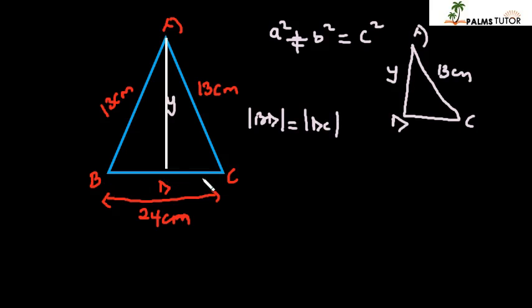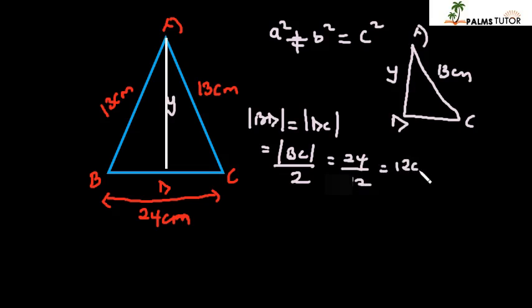BD equals BC all over 2, because BC equals 24. So this will be 24 all over 2, which equals 12 centimeter, which means our DC is 12 centimeter, same way that BD equals 12 centimeter. So now that we know this is a right angle, we have two sides. We can solve for the third missing side using the Pythagorean theorem.